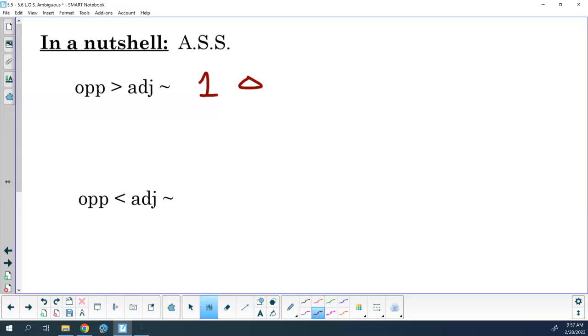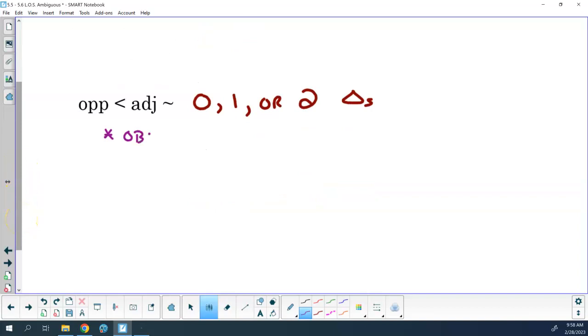If the opposite is less than the adjacent, so if the adjacent is bigger than the opposite, you could get 0, you could get 1, or you could get 2 triangles. If you're dealing with an obtuse angle, you're going to get 0 in that scenario.